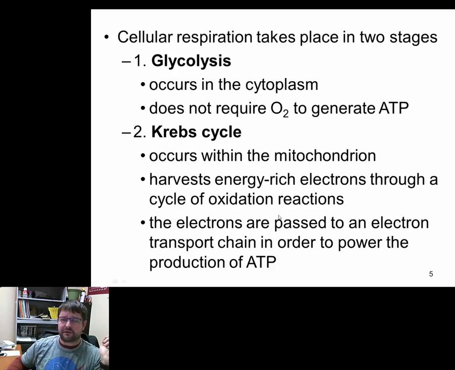It's going to further break that down and get more ATP and also get more electrons, so we can utilize those electrons in the electron transport chain in order to produce ATP. We're going to come back to this piece next time. Today we're just going to talk about glycolysis.